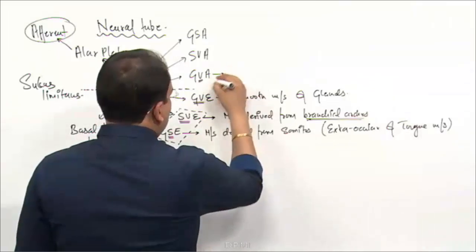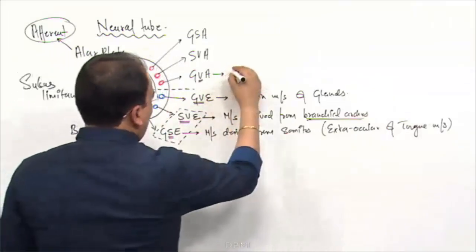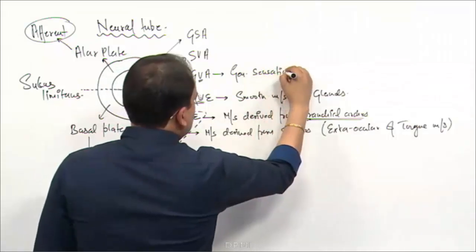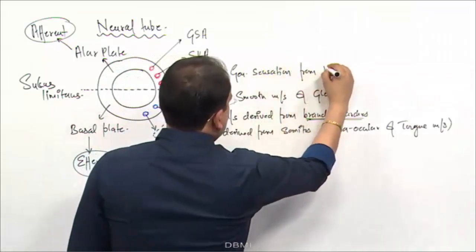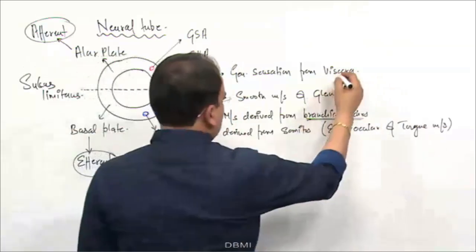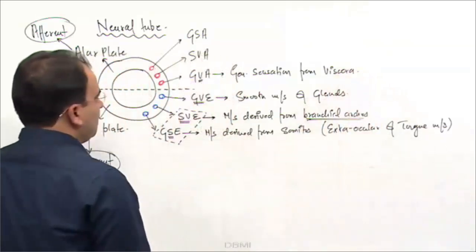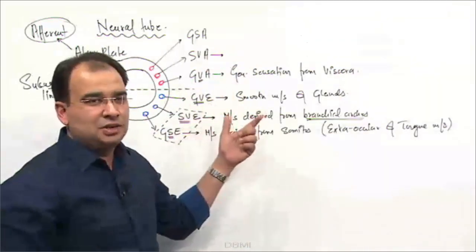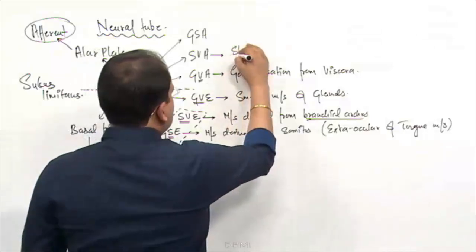So GVA is general visceral afferent, which is carrying all the general sensation from viscera, from visceral organs. And there comes the special visceral afferent. We said the special sensation we are talking about here, that is special sensation from the viscera.